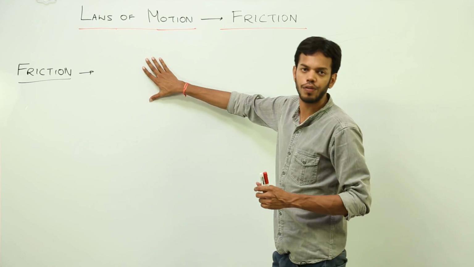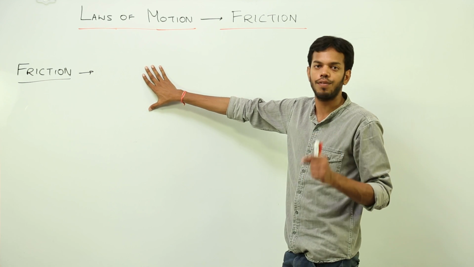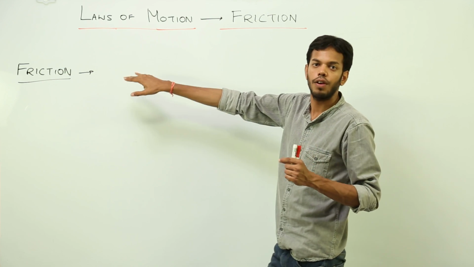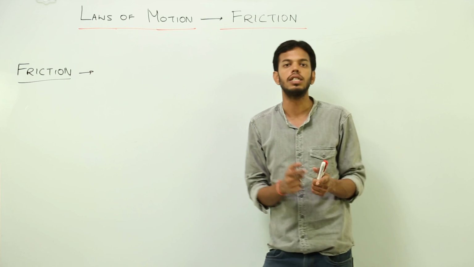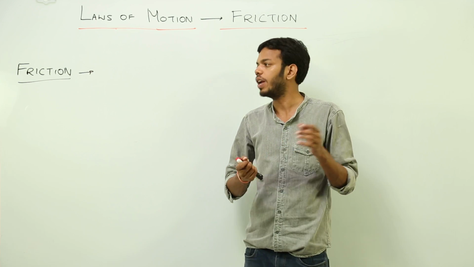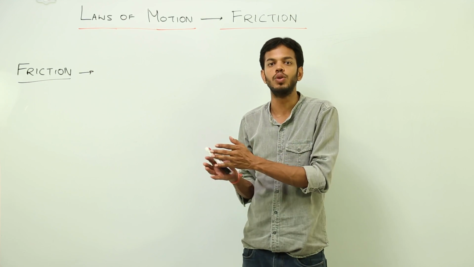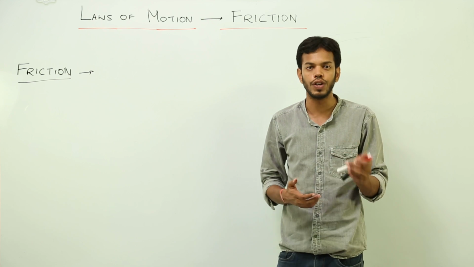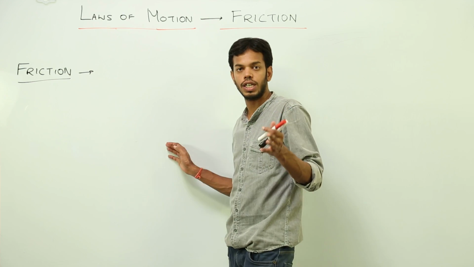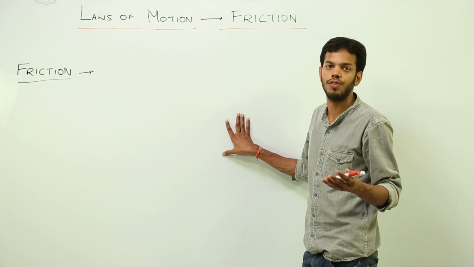Friction, according to definition, is that force which comes into play when one body actually moves or tries to move over another body. This is what frictional force is. So frictional force is actually like a viscous drag force.